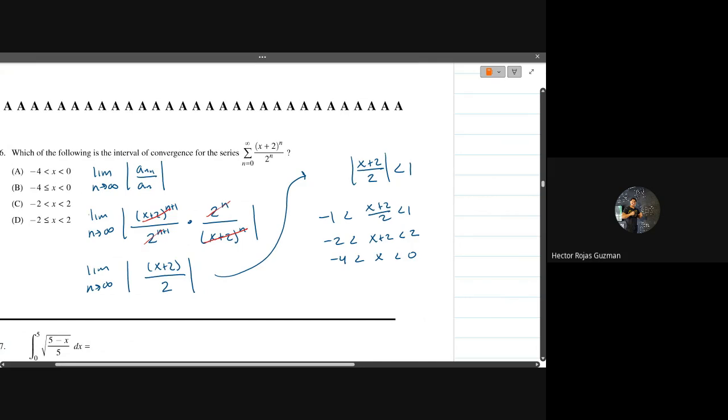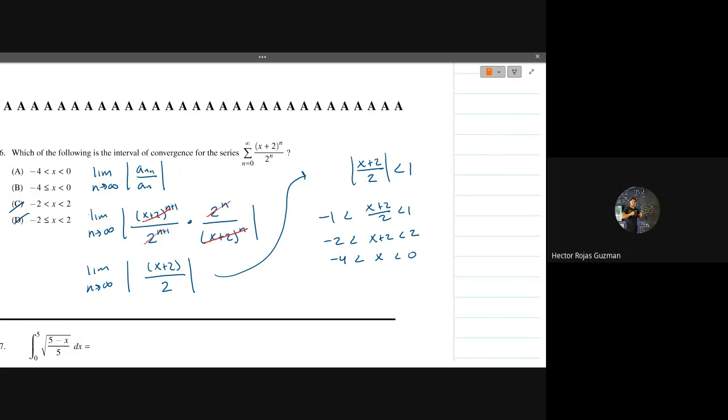Okay. That means C and D are not the answer. And look at A and B. The only thing that's different is that negative 4 is actually included in the solution. So we don't have to check both negative 4 and 0. We're just going to check the negative 4. So the question is, does the series of (negative 4 plus 2) to the power of n divided by 2 to the power of n converge or diverge?